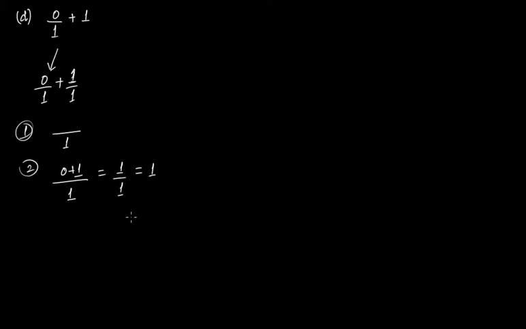Therefore, 1. Okay. Another way, as I told you, 0 divided by a, where a should not be equal to 0, this will always be 0. So you have 1, which is not equal to 0, so 0 divided by any number will give you 0. Now 0 plus 1 is actually 1. So the answer is 1. This is another way to solve this problem.